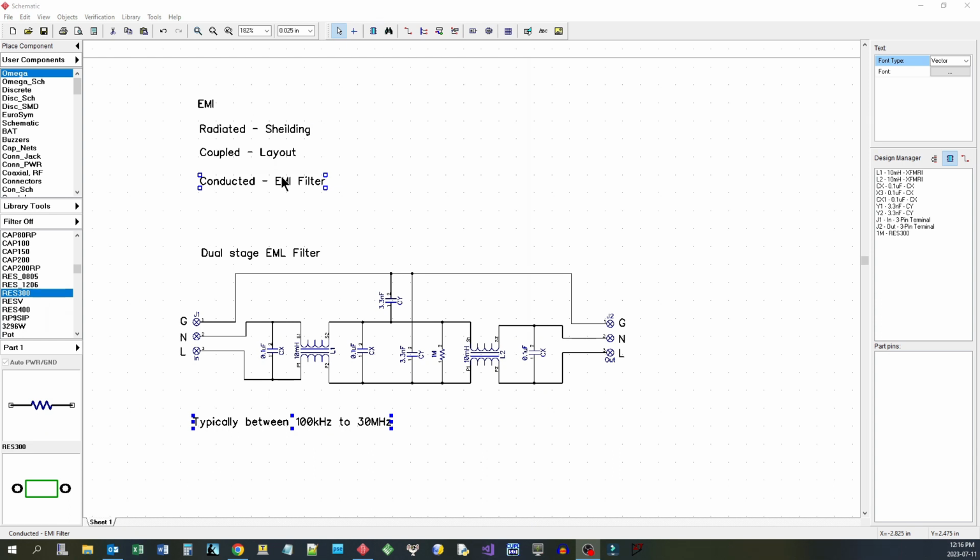And then there's conducted. So conducted is what comes in on a trace or through a power line or through some other means that actually conducts through a conductor into your device. So that's what I'm mostly concerned with here.